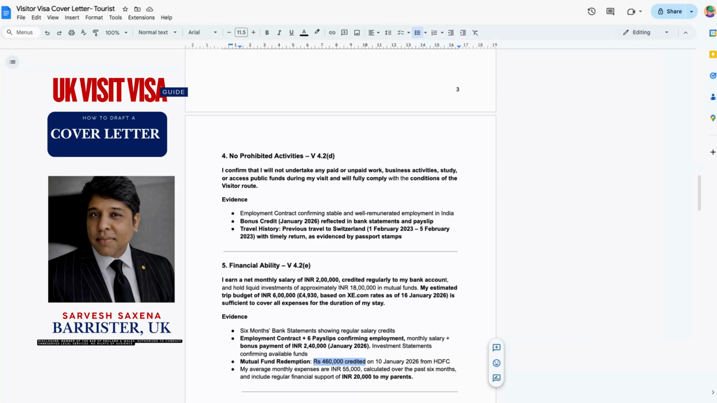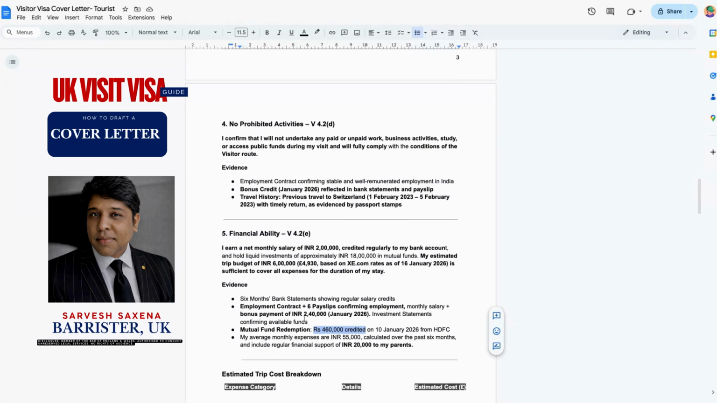Usually people provide one bank statement and then there is money coming in. Please do not make the mistake of assuming that the visa case officer is going to know everything. So you have to make his or her life easier by explaining what that sudden credit is.